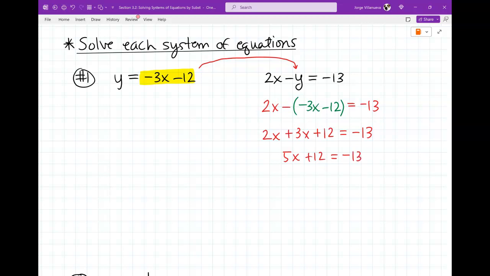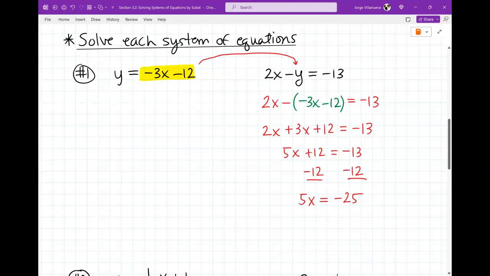All right, now to solve for x, I want to move that 12 over. So I'm going to subtract it on both sides. So 5x is equal to negative 25. What's my answer for this one if I divide both sides by 5? X is negative 5. All right, x is negative 5.